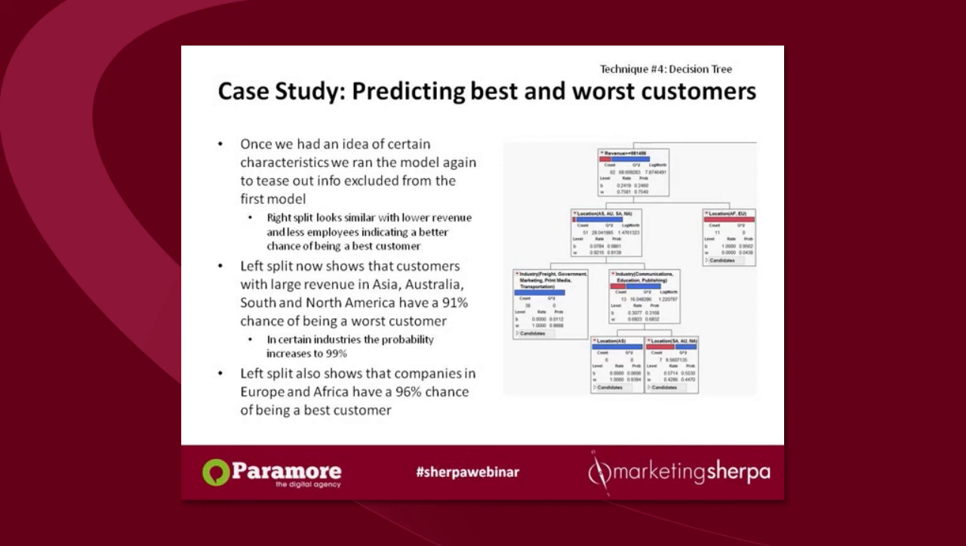So what this is doing is, and I'll ask you, Dan, if you were in charge of the marketing spend, where would you put your marketing money at right now? Would you put it in Asia? Well, I'm going all in Europe and Africa. Right. We made the split, and it turned out that the companies that were in Europe and Africa actually had a 96% chance of being a best customer.